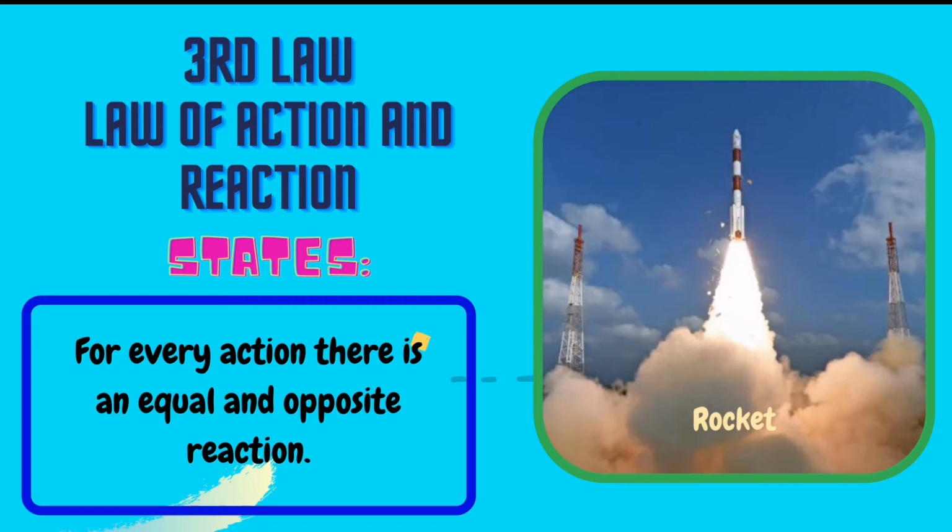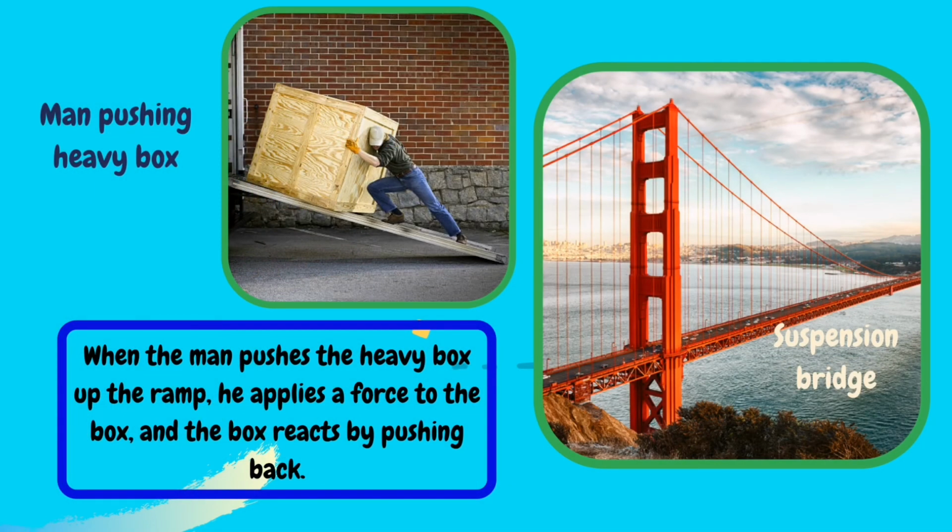The rocket is not simply pushing against the ground. This works even in the vacuum of space. Another example is when the man pushes the heavy box up the ramp. He applies a force to the box, and the box reacts by pushing back. If the man pushes hard enough, he can overcome gravity and friction, accelerating the box up the ramp.